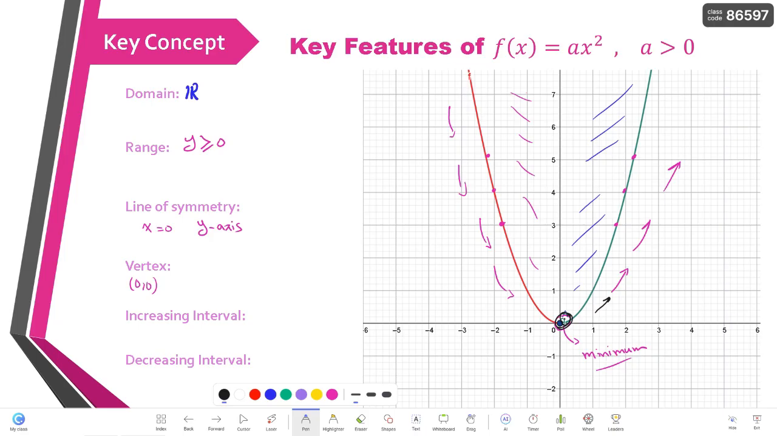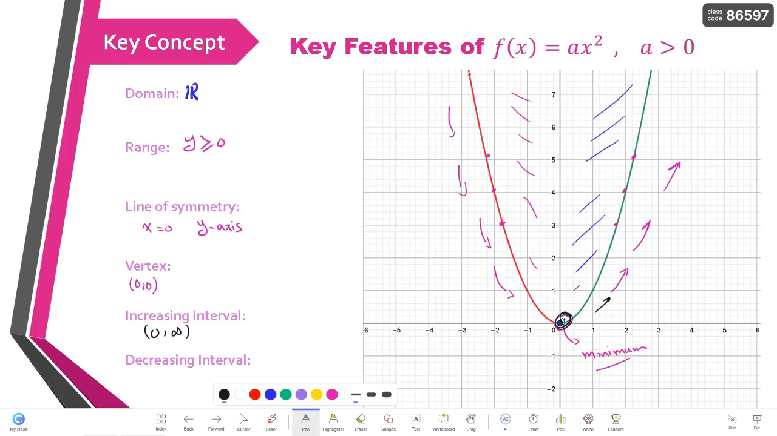So the increasing interval, firstly, it's from this point, which is 0 and 0, and goes up here. And we mentioned that this graph is extending to infinity, so we don't have the end of this graph. So we are from 0 to infinity is the increasing interval. So it's from 0 to infinity.